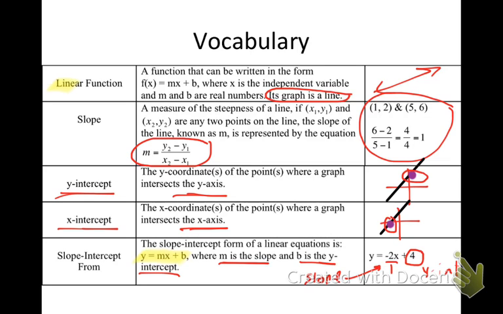All right? Do you guys all remember seeing slope-intercept form from Algebra 1? We've done a lot of that in Algebra 1. Okay.